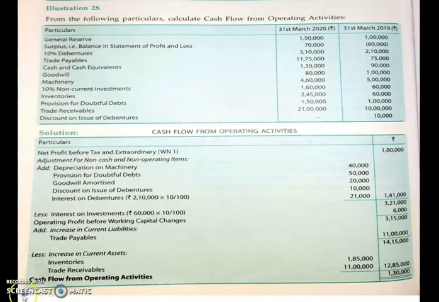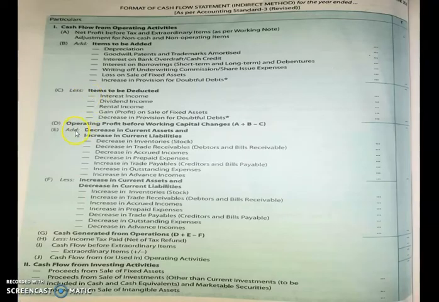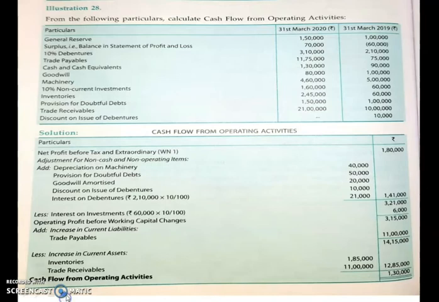Okay, so as per the format, what is the next item? You got operating profit before working capital changes. Now next is adding and subtracting the increase or decrease in current assets and the increase or decrease in current liabilities. So what you have to do next is look here if there is any current asset or current liability. Trade payable is a current liability. Then we have inventories, that is a current asset. Trade receivables, that is a current asset. So there are 3 items which will be shown under current assets and current liabilities.